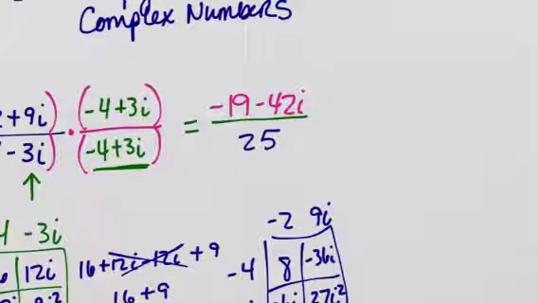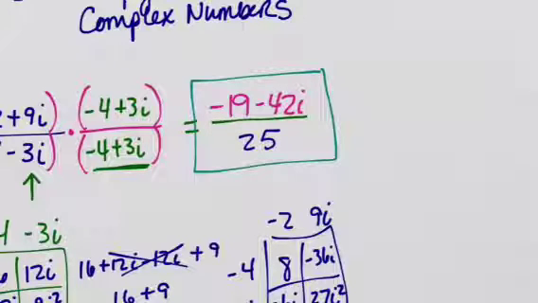I know that 25 is 5 times 5. I know there's not a 5 in 42, and I know there's not a 5 in 19. So unfortunately, that's my answer. I can't reduce it at all because no one shares a like term.